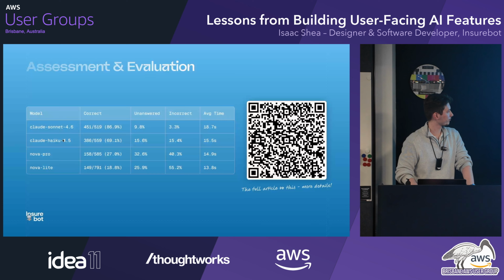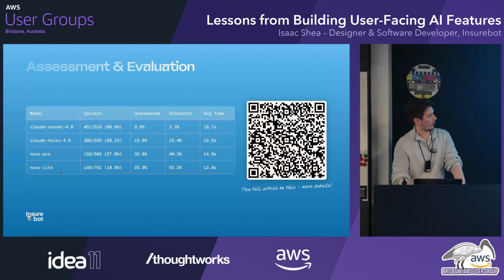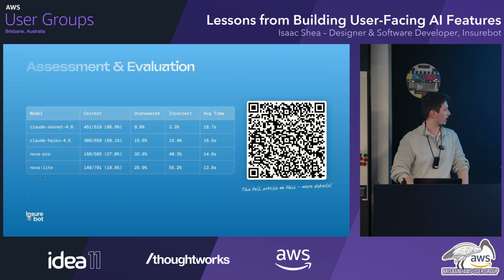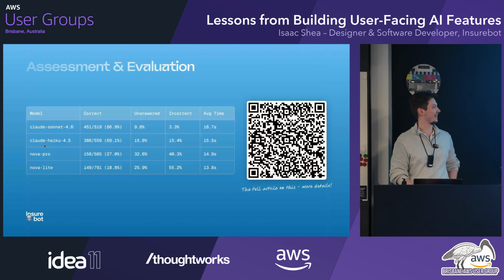Claude Haiku gets a lot of stuff wrong. It's only got about a 70% accuracy rate, and then the AWS Nova models do not do very well. I don't know if I'm allowed to say that at an event like this, but they're not particularly good.